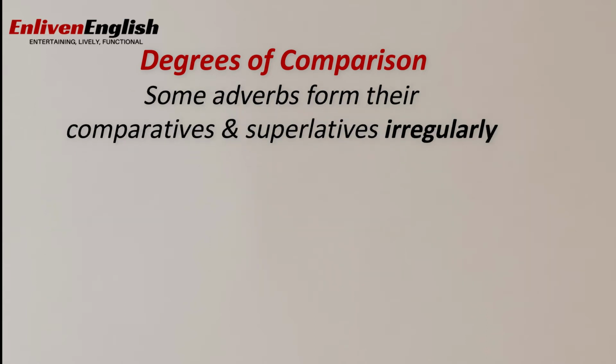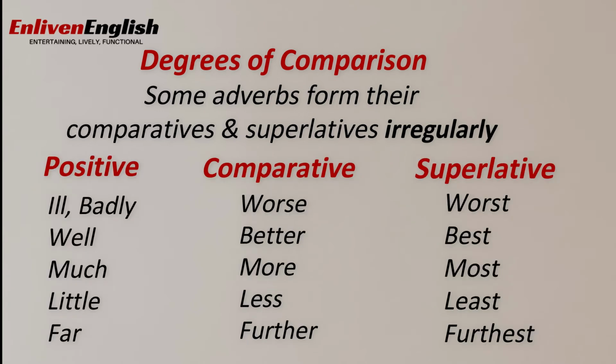Some adverbs form their comparatives and superlatives irregularly. For example, ill or badly, worse, worst; well, better, best; much, more, most; little, less, least; far, further, furthest.